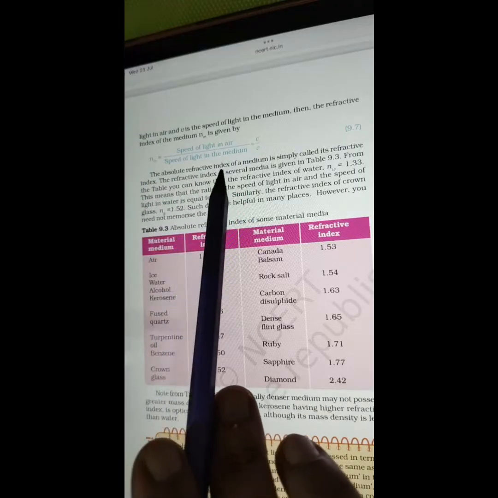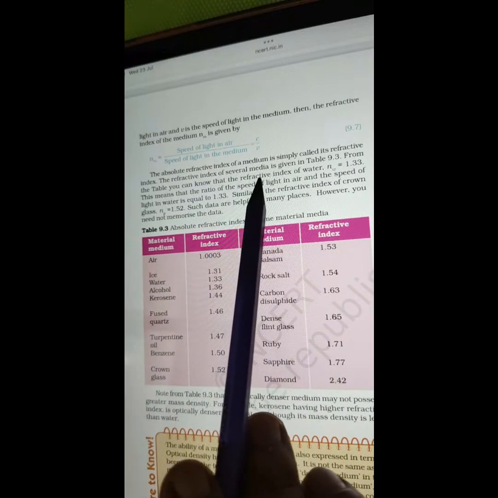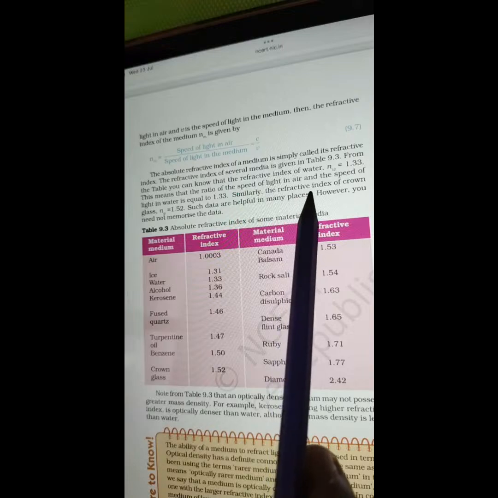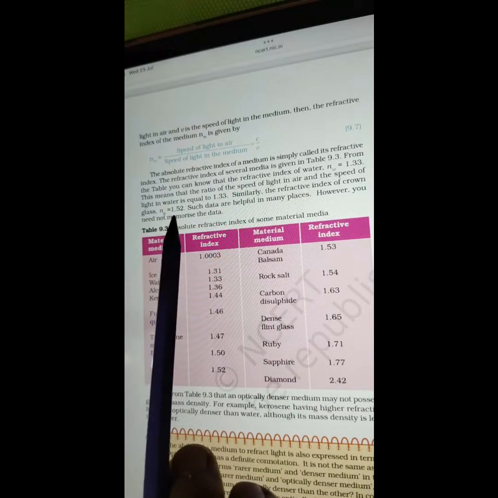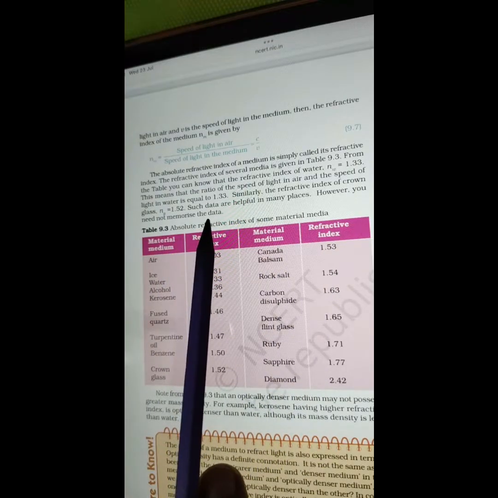The absolute refractive index of a medium is simply called its refractive index. The refractive index of several media is given in table 9.3. From the table, you can know that the refractive index of water is 1.33. This means that the ratio of the speed of light in air and the speed of light in water is equal to 1.33. Similarly, the refractive index of crown glass is 1.52. Such data are helpful in many places. However, you need not memorize the data.